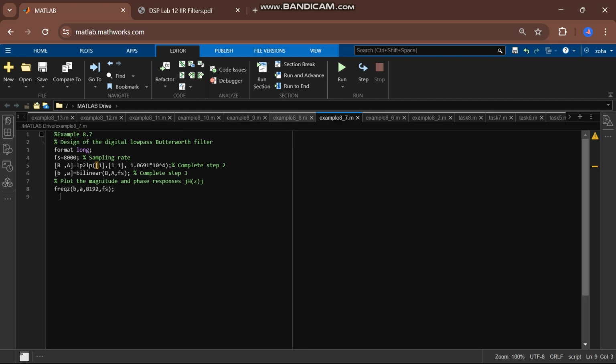In the next task, we have to perform example 8.8, that is the design of a digital high-pass Butterworth filter. We have used the low-pass to high-pass transformation, and we have used order 2. 3.867 times 10 raised to power 4 is the cutoff frequency, and the bilinear transformation is done to convert the analog filter specifications into digital filter specifications. Freqz is used to plot the magnitude response of the filter.